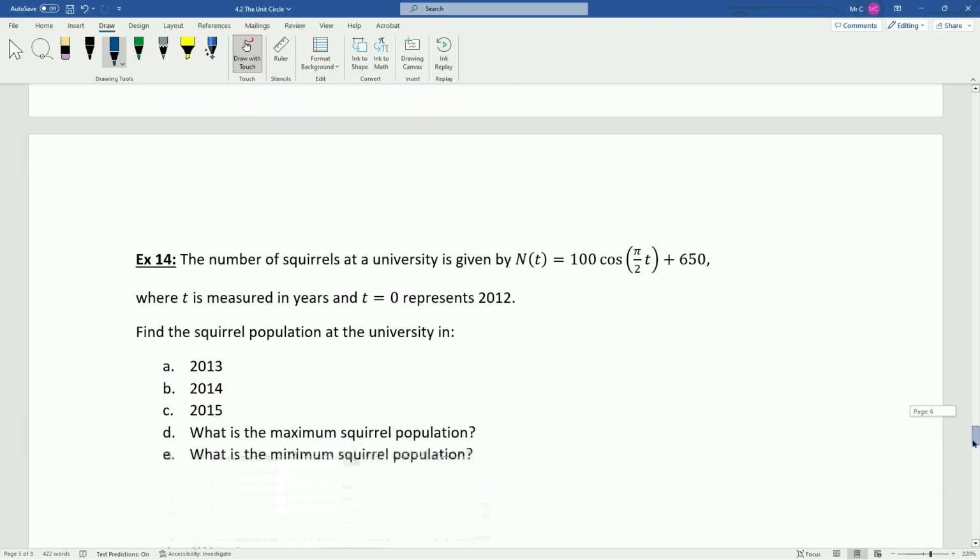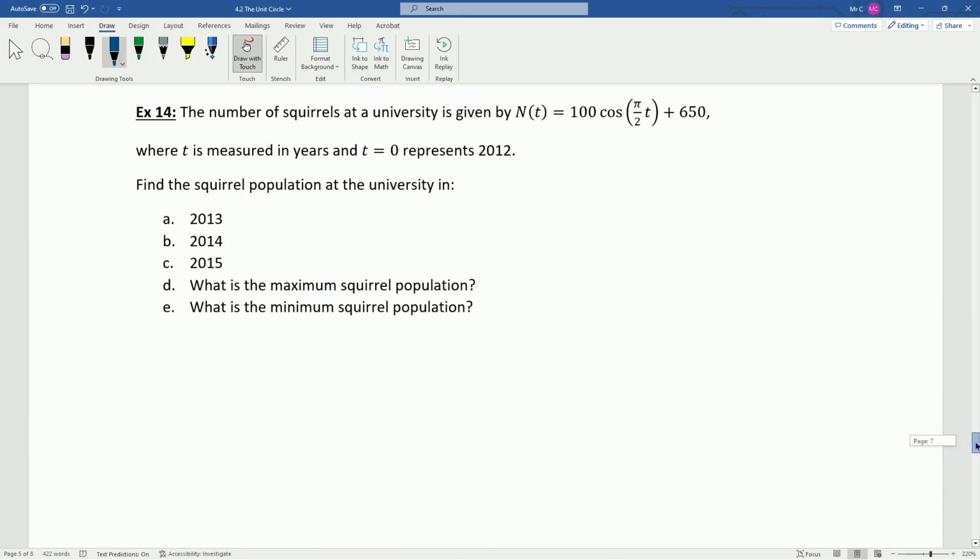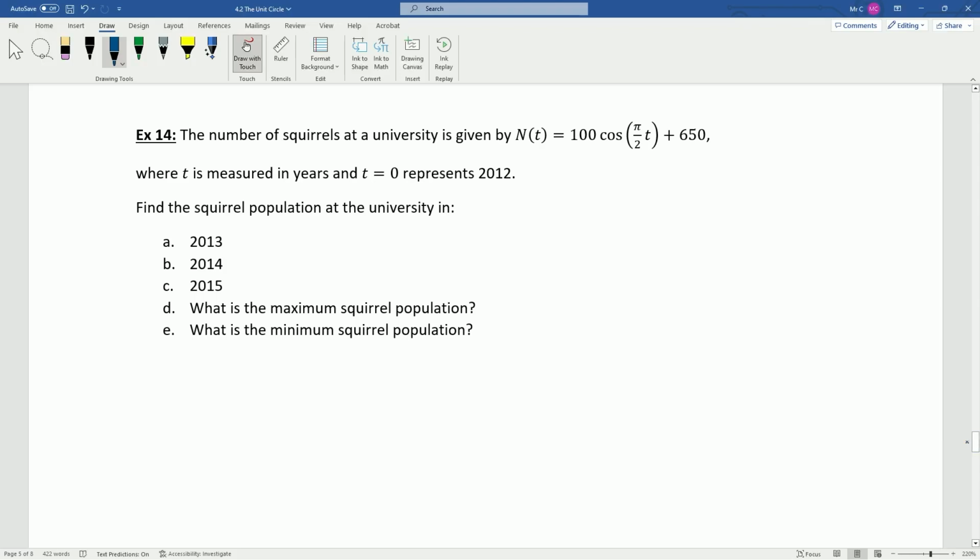Okay, so lastly, on this last example, I should say, and then we have one more page where we're just going to look at a couple charts real quick. But this last example says the number of squirrels at a university is given by n of t equals 100 times cosine of pi over 2t plus 650, where t is measured in years and t equals 0 represents 2012. Find the squirrel population at the university in 2013, 2014, 2015. What is the maximum squirrel population and what is the minimum squirrel population?